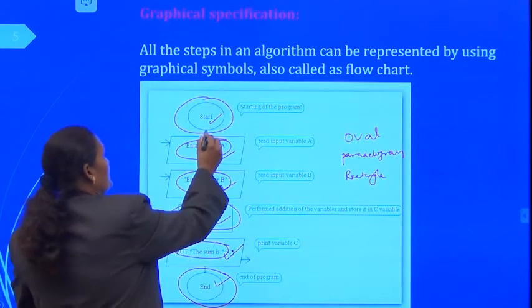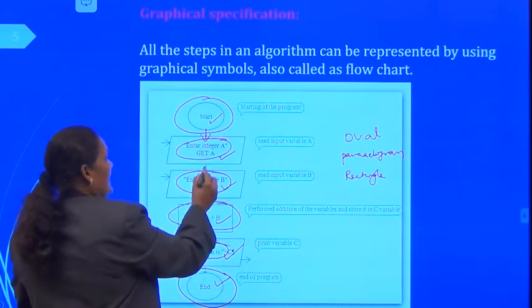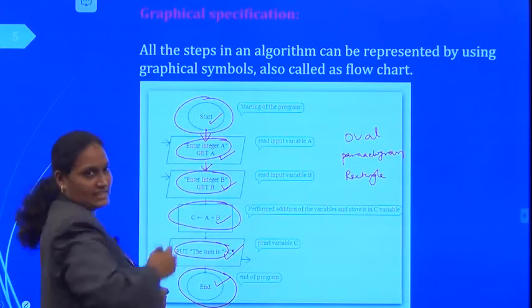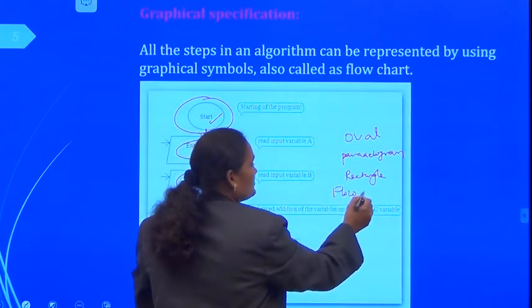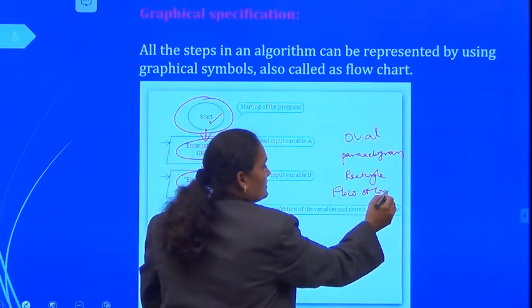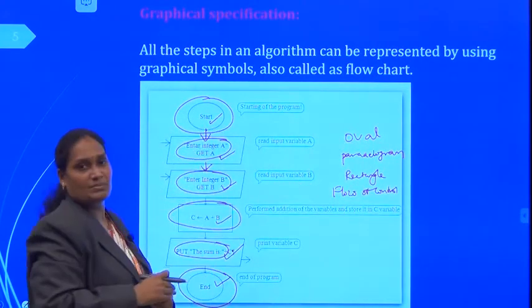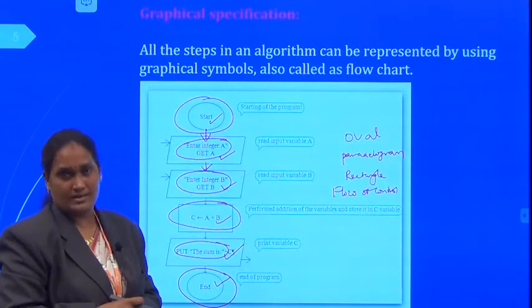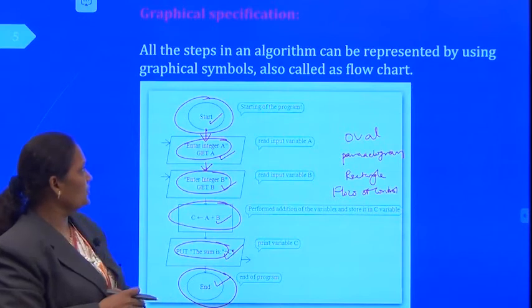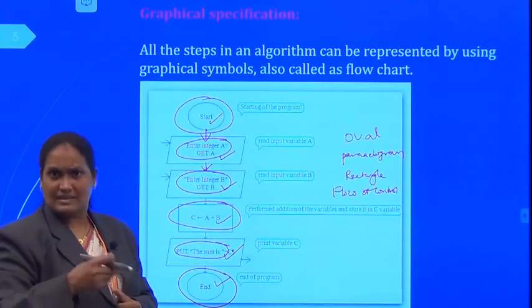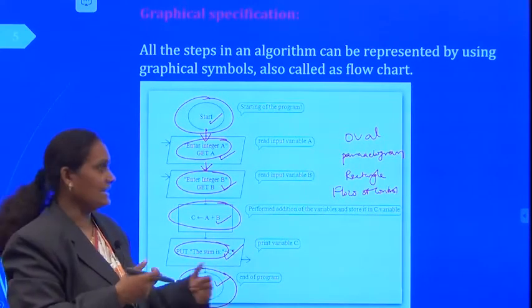And here you can observe I represented arrow symbols between each graphic. These arrow symbols are used for the representation of flow of control. Right. Now here some more symbols you can use, such as a circle. The circle can be used as the connector.